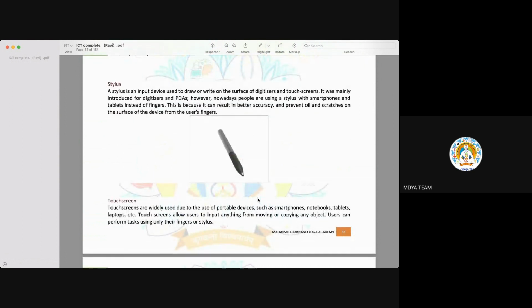It looks like a pen or pencil, which we use on digitizers and touch screens. People are using it nowadays with smartphones and tablets instead of fingers, because it is much more accurate than our finger, and sometimes the finger has oil, or it may scratch the smooth surface of our device. So instead of using fingers you can use a stylus.